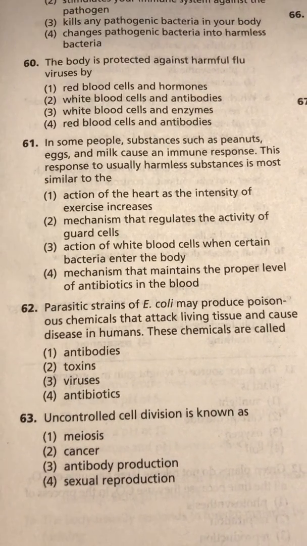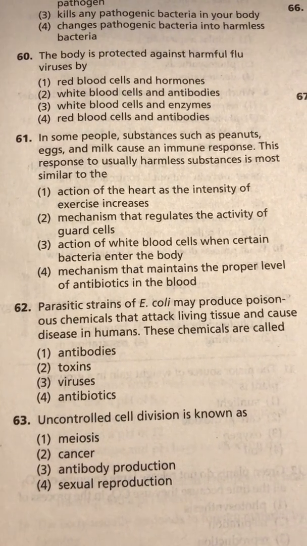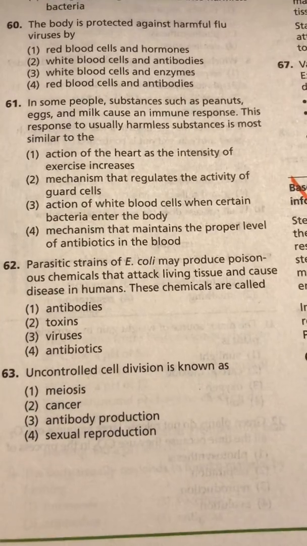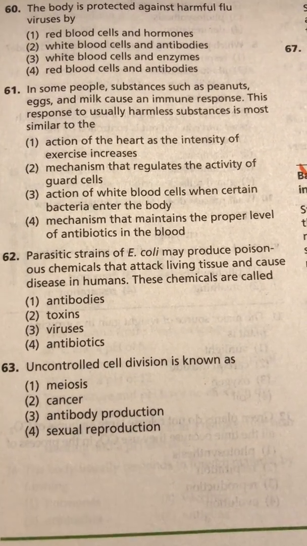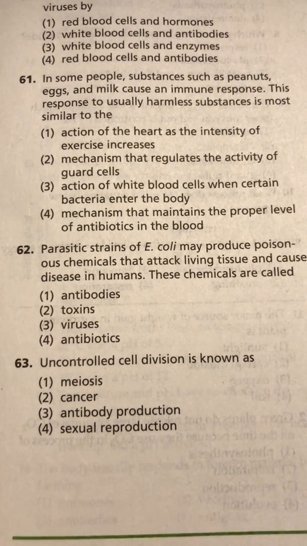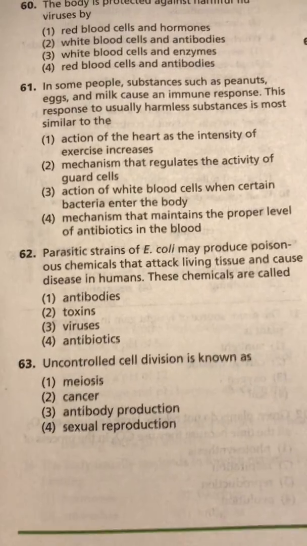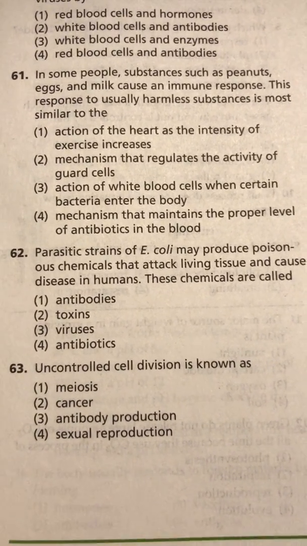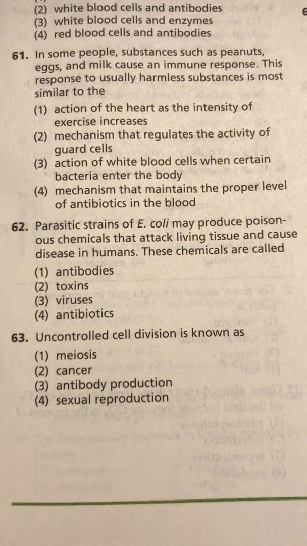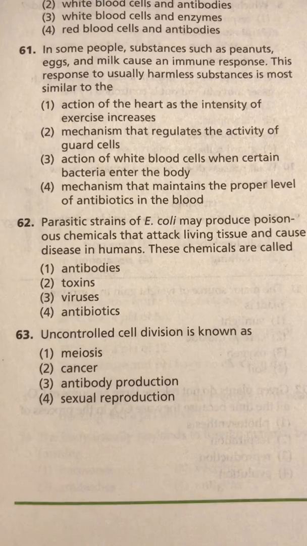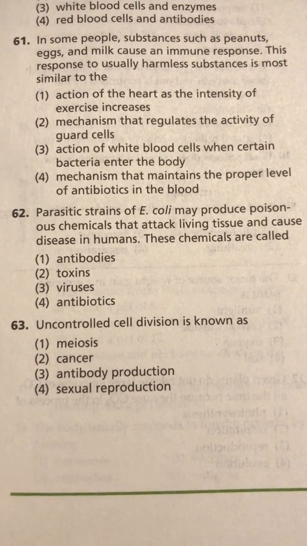60. The body is protected against harmful flu viruses by red blood cells and hormones, white blood cells and antibodies, white blood cells and enzymes, or red blood cells and antibodies. 61. In some people, substances such as peanuts, eggs, and milk cause an immune response. This response is most similar to the action of the heart as the intensity of exercise increases, a mechanism that regulates the activity of the guard cells, the action of white blood cells when certain bacteria enter the body, or a mechanism that maintains the proper level of antibiotics in the blood.